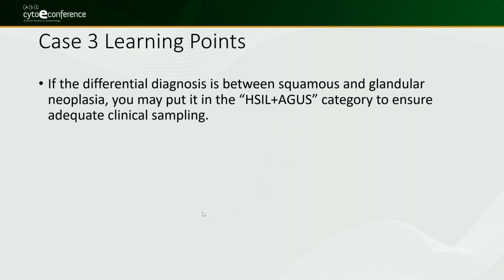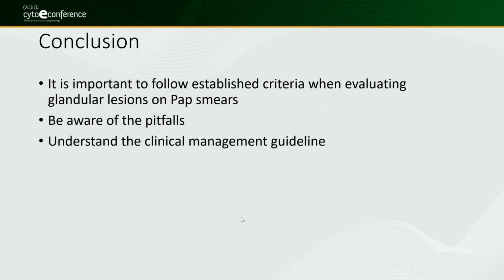So the third case is just telling you if the differential is between squamous and glandular neoplasia, we don't need to stress too much about it, just do both, to make sure they do adequate sampling. So you make sure you call AGC there, so they'll sample high.